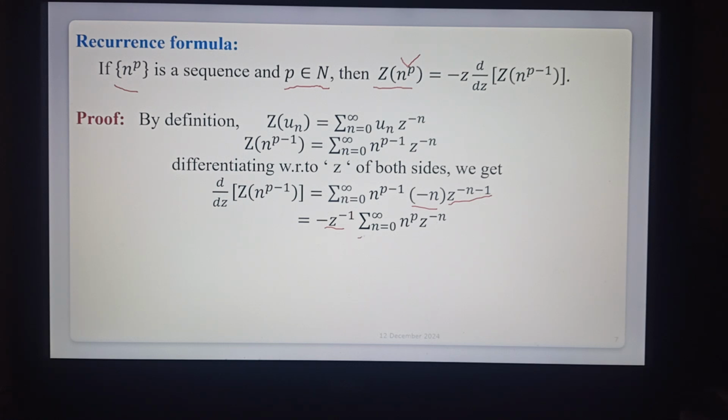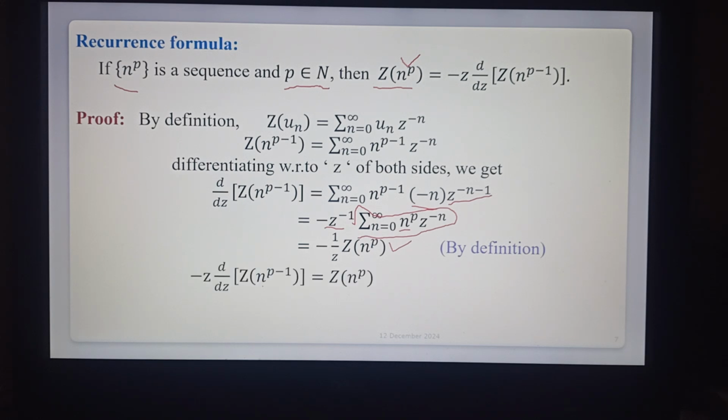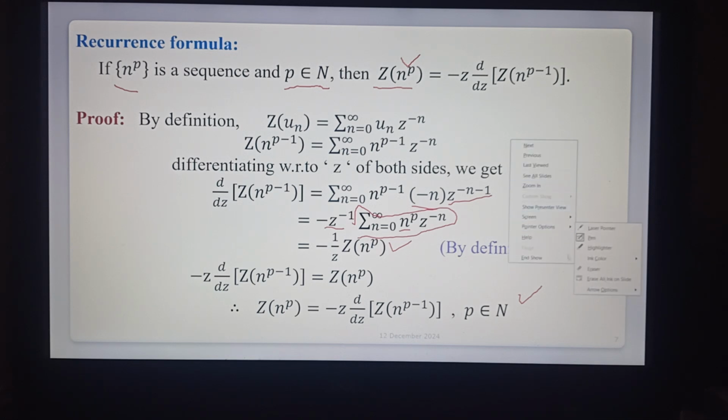See, this is by the definition of the Z transform, where un is here n power p. So that is equal to minus 1 by z into the Z transform of n power p. Therefore the Z transform of n power p is equal to minus z into d by dz of the Z transform of n power p minus 1. So this is the proof of the recurrence formula.